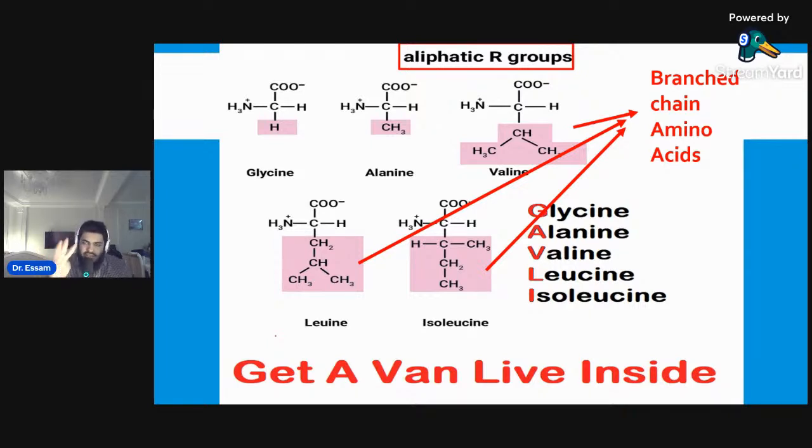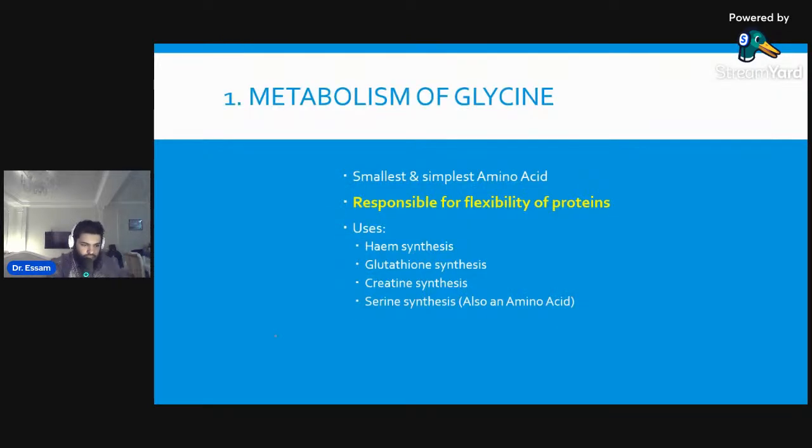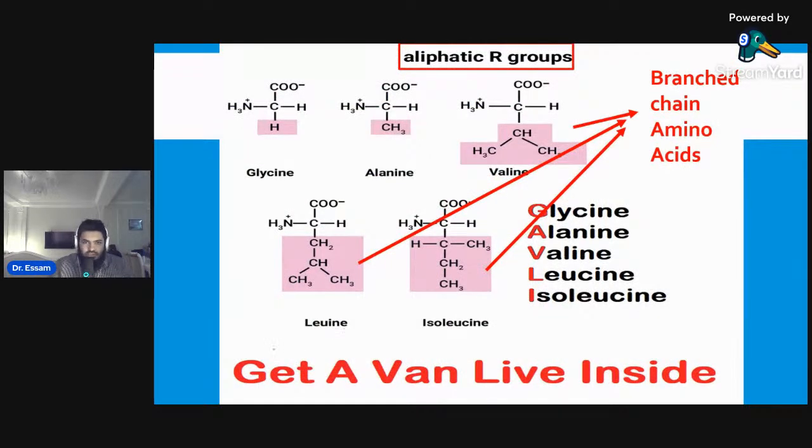So, why am I telling you that these three are called branched chain amino acids? Because these three have the same reaction. Okay, they are metabolized in the same reaction. That's why we study them together so that our job becomes easier. Okay, all right. Now, before we go to valine, leucine, and isoleucine.